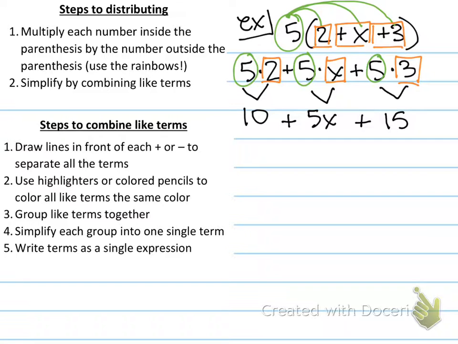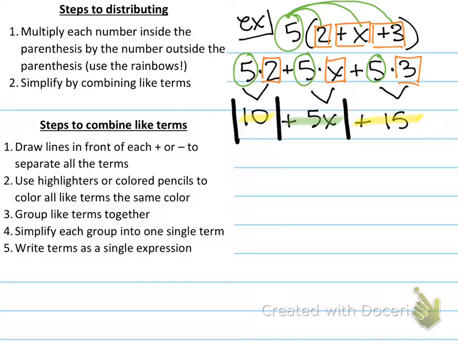Here I've included the steps to combine like terms, and I'm going to follow those. So I am going to add in my lines in front of each term, and now I'm going to use highlighters to group them. The first term I see is 10. That is a constant. That's just a regular number without any variables. And so the only other term that would match that is 15 because there's no variable. And 5x is a term all on its own. There are no like terms for that one.